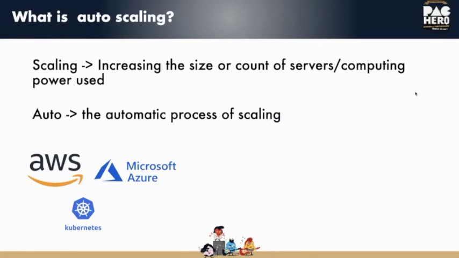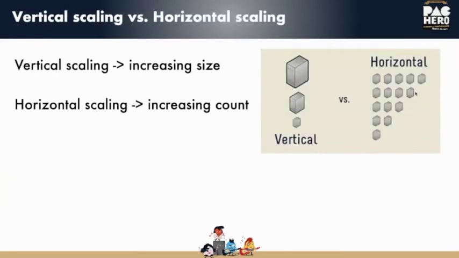The concept is really old, but it's gaining popularity through platforms such as AWS or Azure, which give us the means and the features to easily implement autoscaling, and the same goes for Kubernetes with the HPA, the horizontal pod autoscaler. When we talk about autoscaling, there are two main types of scaling, vertical and horizontal.